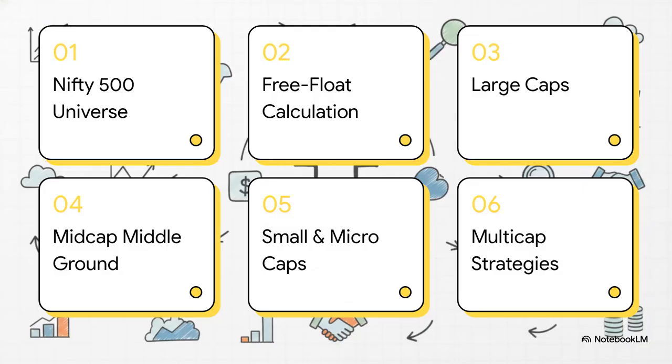All right, here is our roadmap for today. Section 1 covers the Nifty 500 universe, then Section 2, the free float calculation. Section 3 hits large caps, the heavyweights. Section 4 is the mid-cap middle ground. Section 5 dives into small and micro caps. And finally, Section 6, mixing it up with multi-caps.